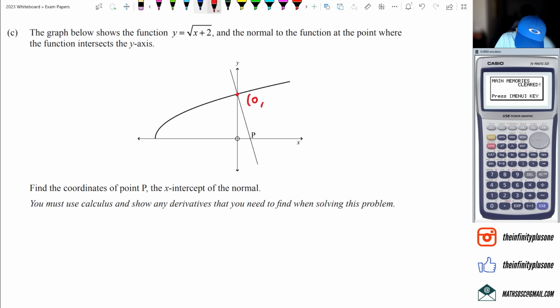And to do that, I am going to substitute x equals 0 in this equation here, because then y is equal to the square root of 0 plus 2, which means y is equal to the square root of 2. So this point that I'm looking at is (0, square root of 2). Now once I get that point, my next step is to figure out what the gradient is.